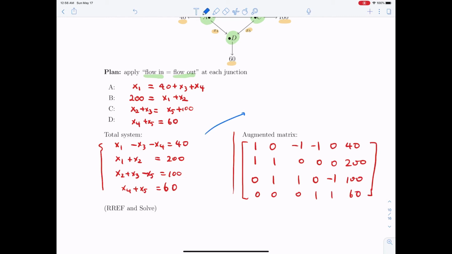Note that we have 5 variables with 4 equations. That implies the augmented matrix is a 4 by 5 plus 1 matrix, which should be a 4 by 6 matrix. So you can double check whether you got the right number of rows and columns.